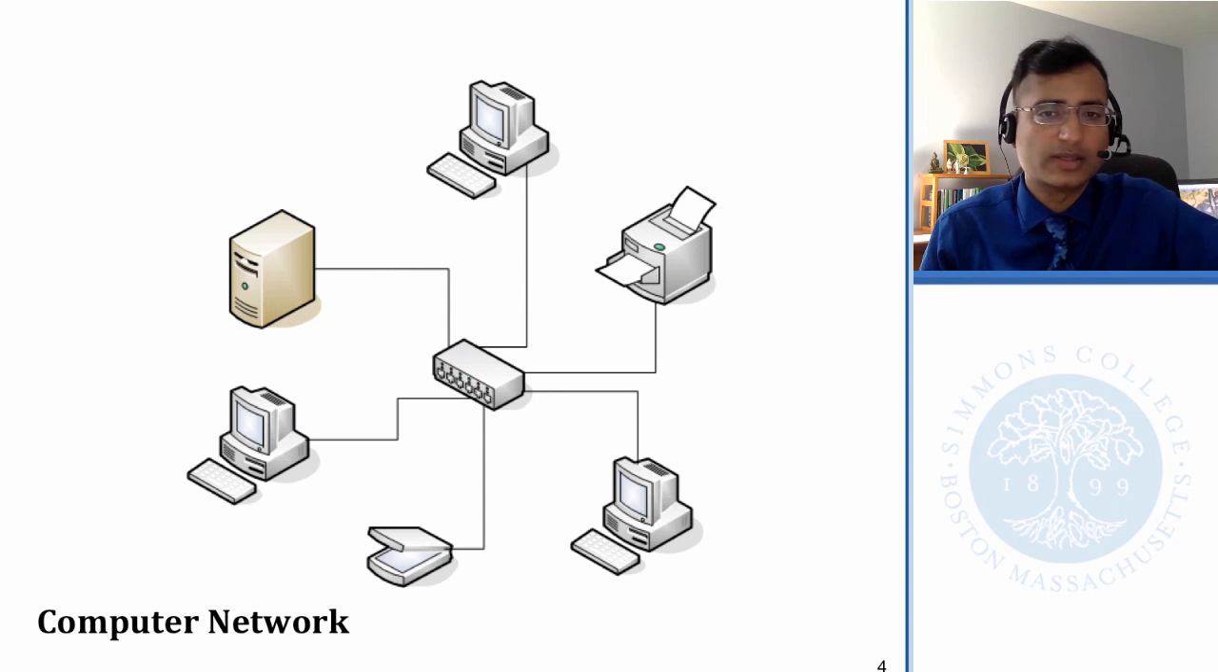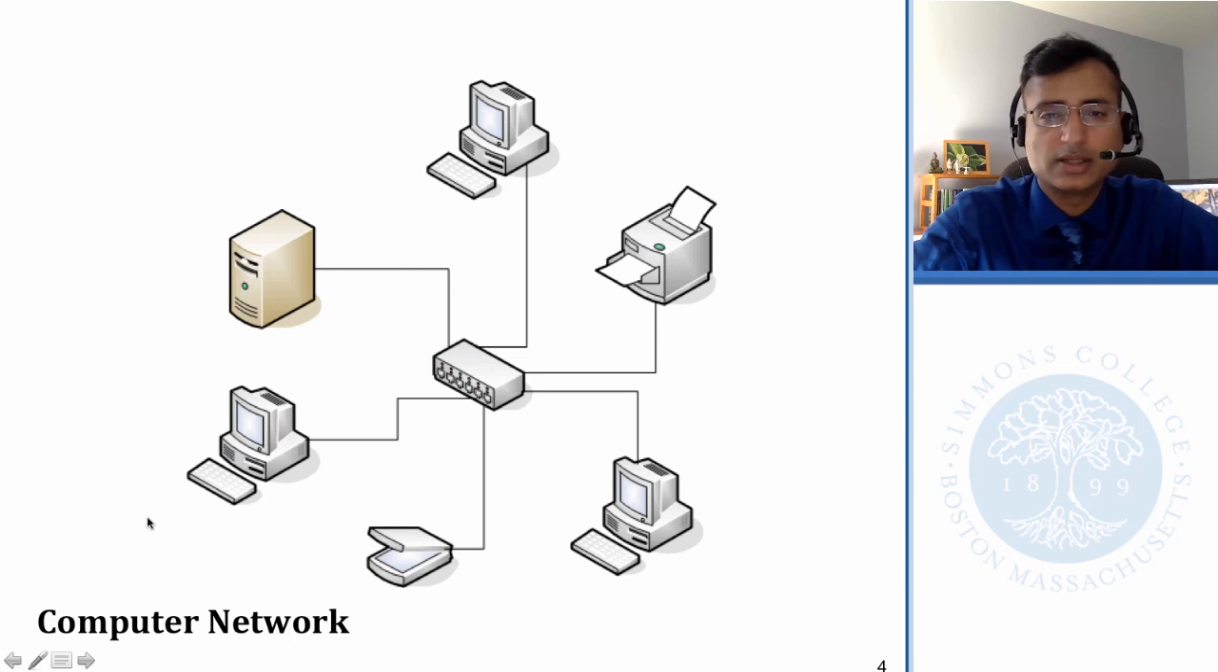So this is a simple computer network. So here you see that there is a switch, and then here there is a scanner and a couple of workstations and a printer all connected together. And that's an example of a simple computer network which can be in an office setup.